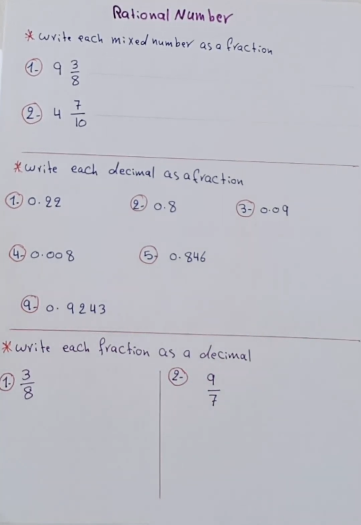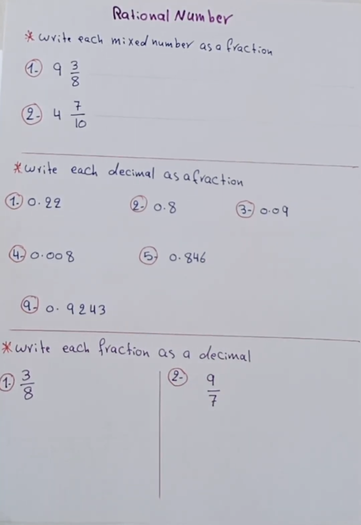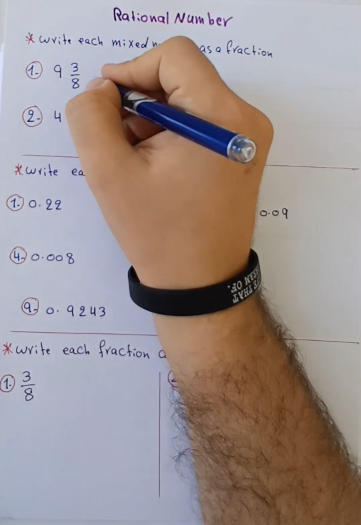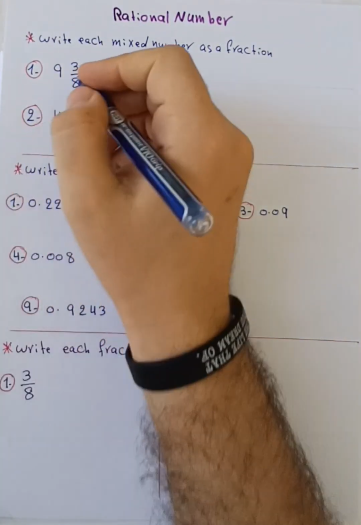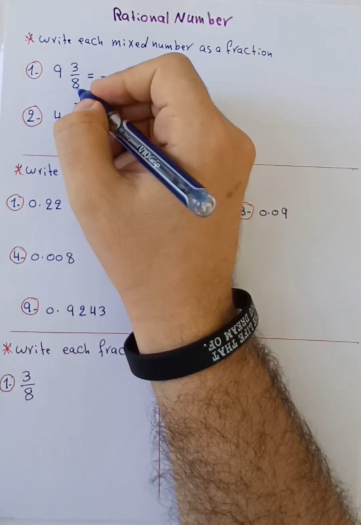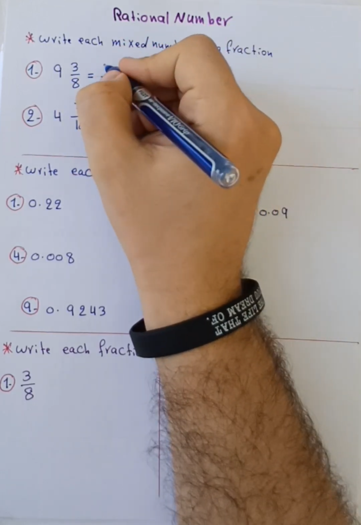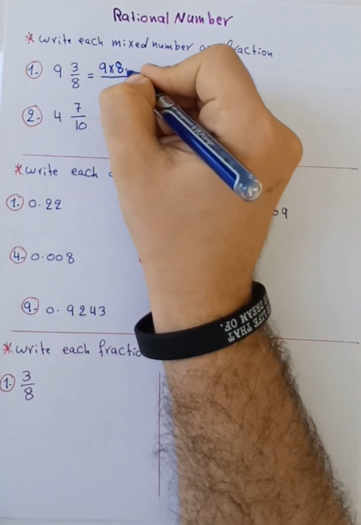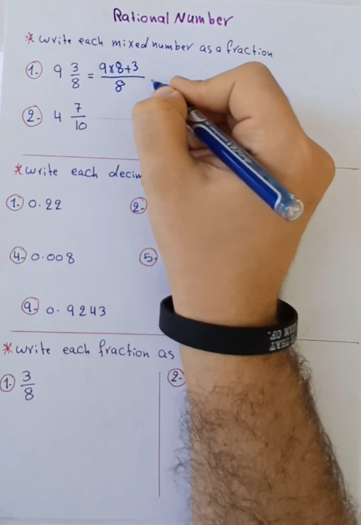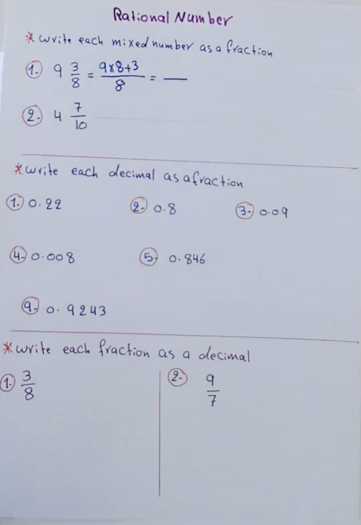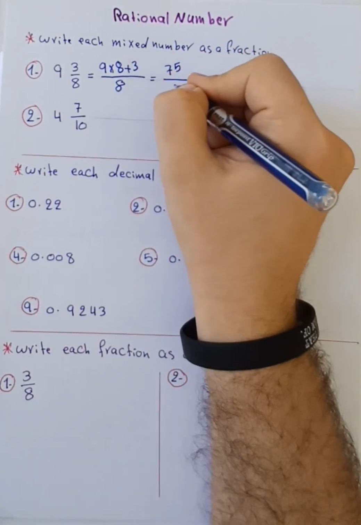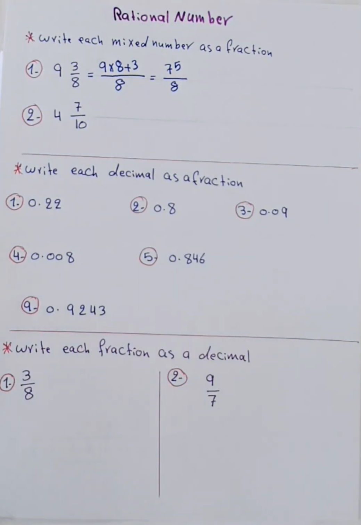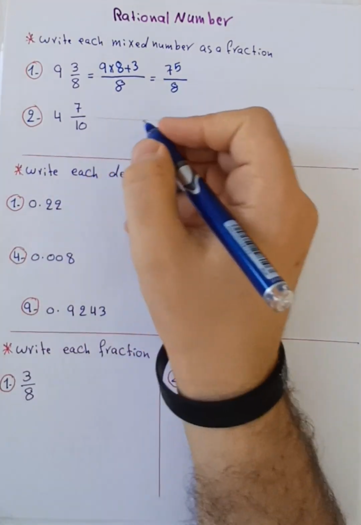After that, the third part of this lesson: write each mixed number as a fraction. When we write a mixed number as a fraction, we have to follow this rule: whole number multiplied by denominator and then add the numerator. 9 times 8 plus 3 out of 8. 9 times 8 equals 72. 72 plus 3 equals 75 out of 8. So the fraction form for 9 and 3 out of 8 is 75 out of 8.